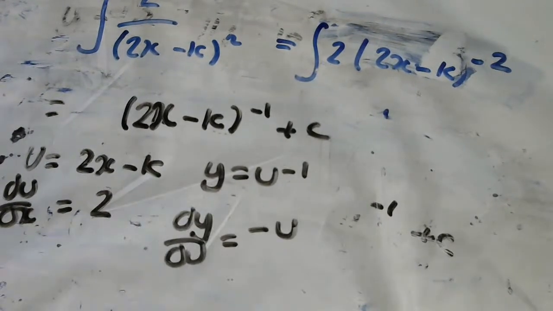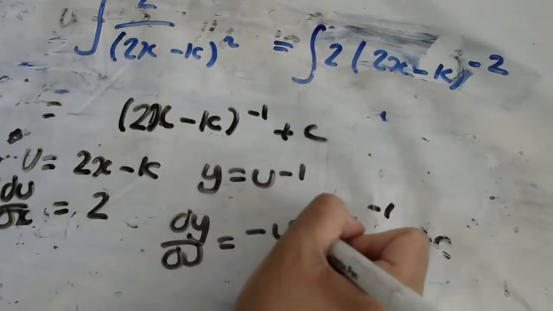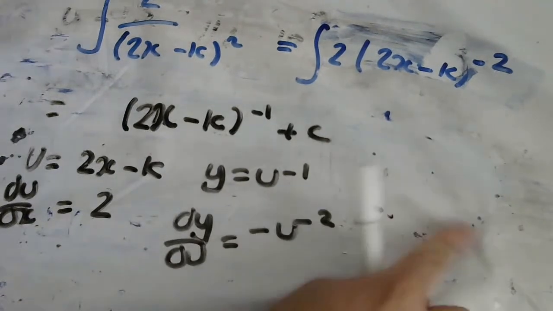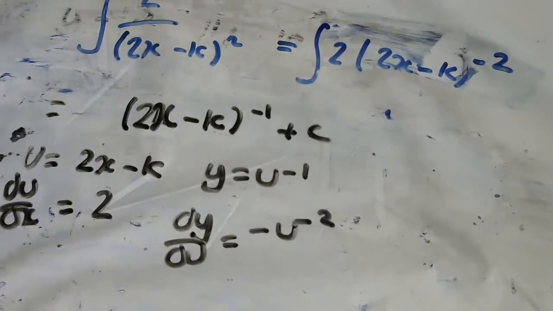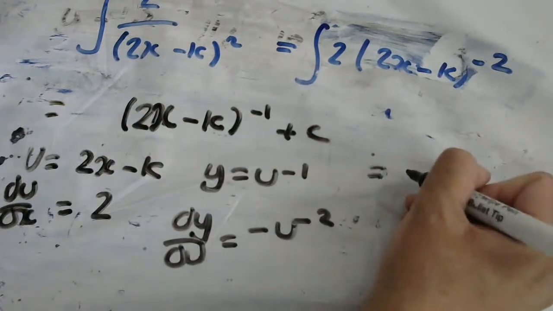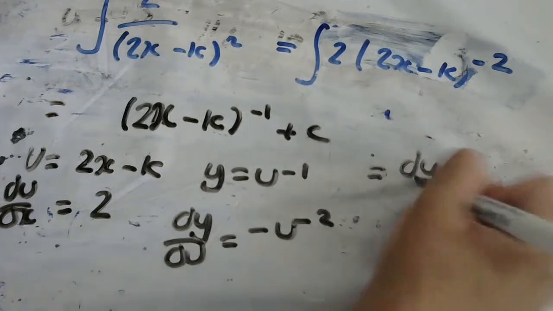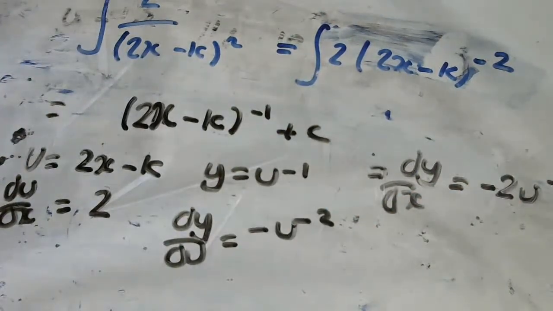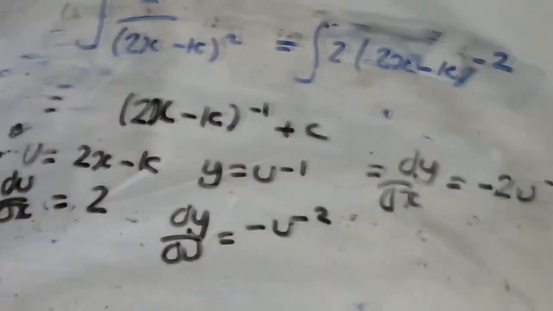Minus u to the minus 2. So I was wrong on that. There was a slight mistake on that. So minus 2, yeah? My last answer was slightly off. I forgot what I was doing with that. You multiply those two things together, dy du and du dx, and you get minus 2. So you get dy dx is minus 2 u to the minus 2. All right? I'll move that so you can see that a little bit better.